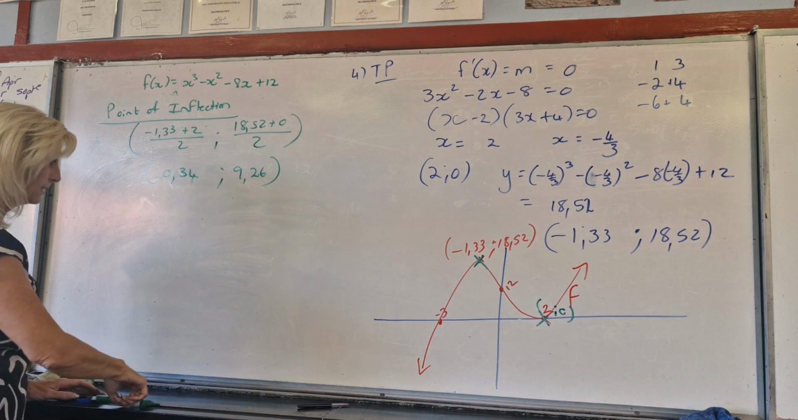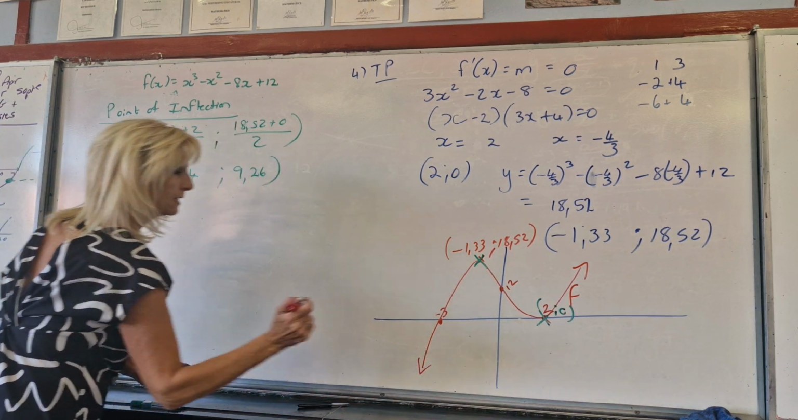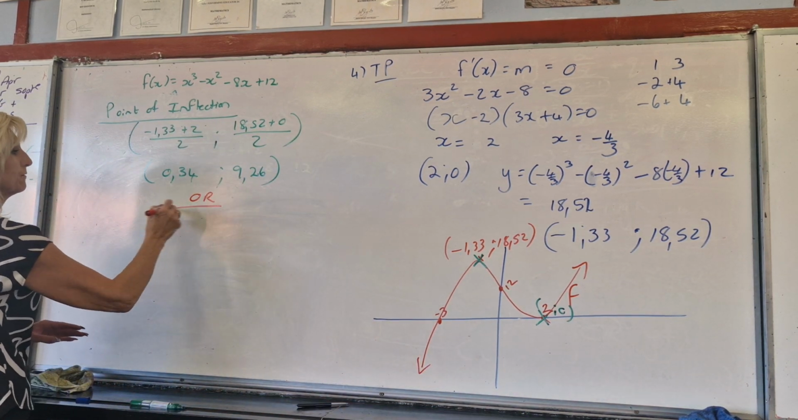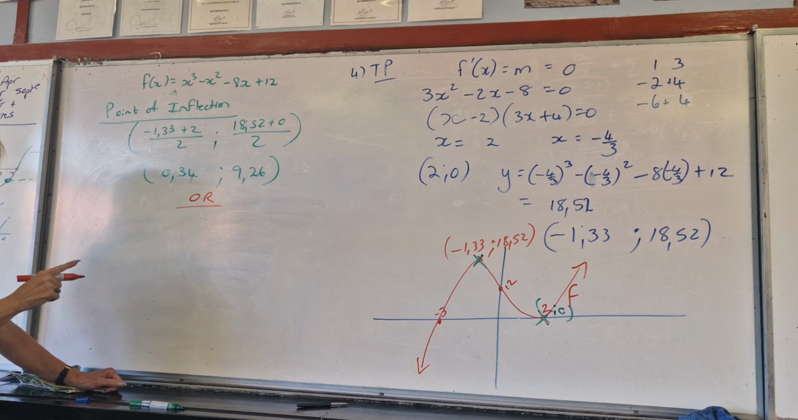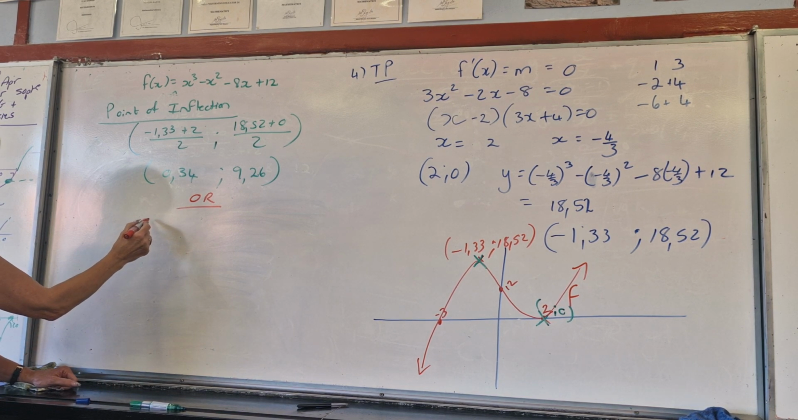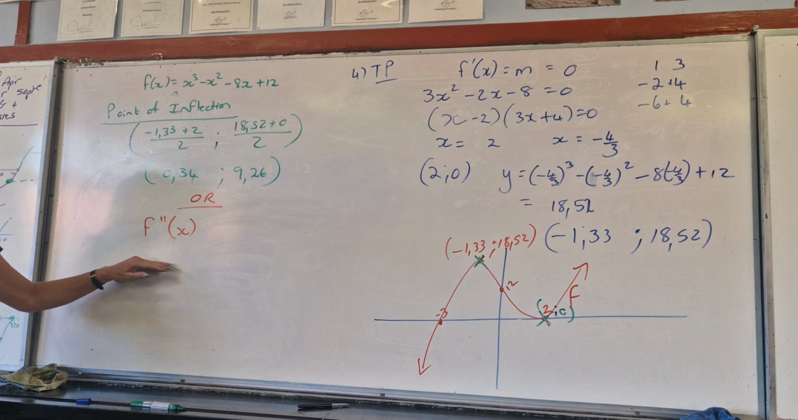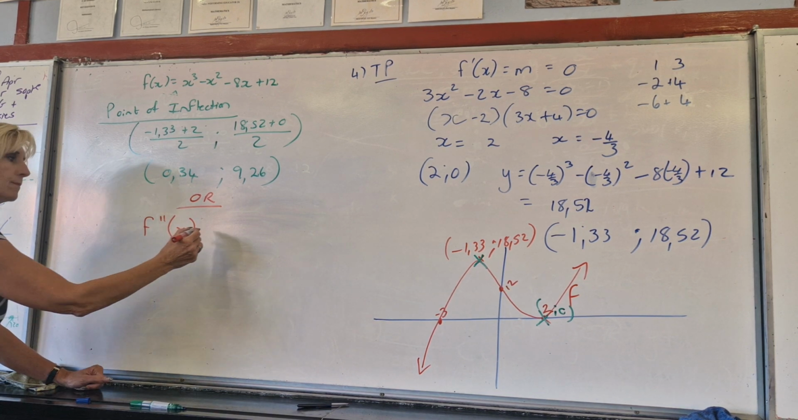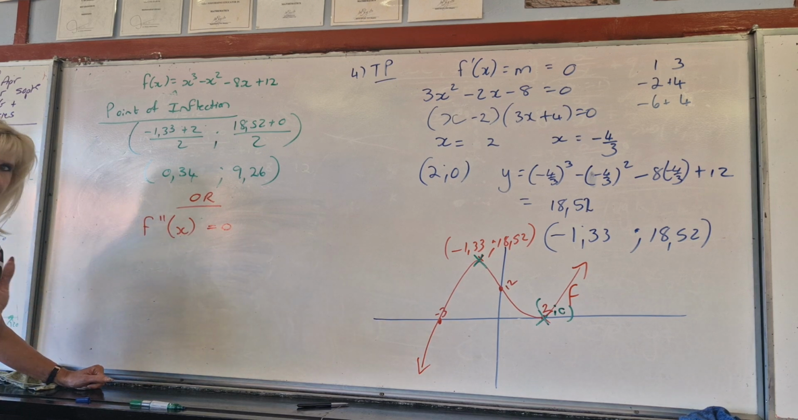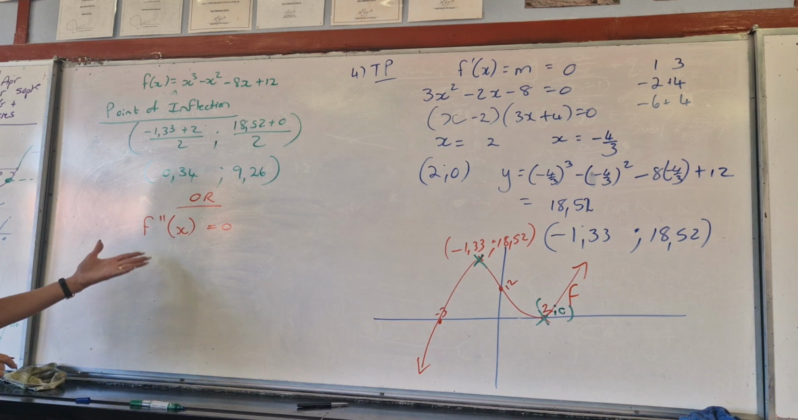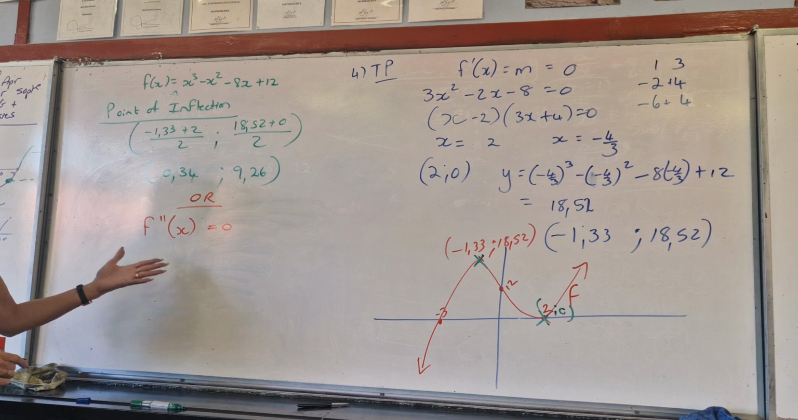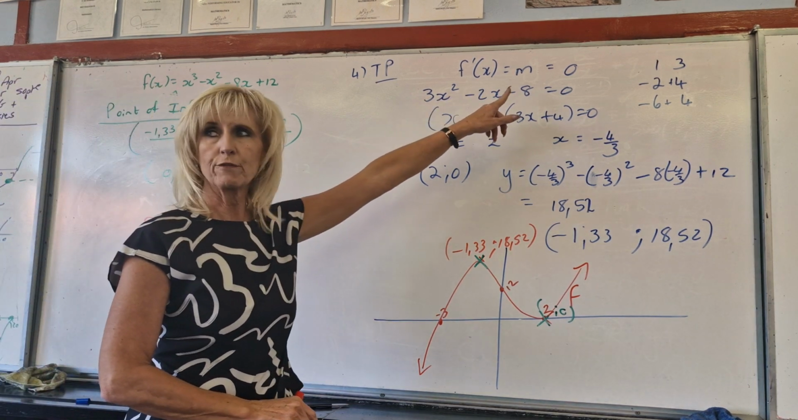But then I'll also show you there's another technique. If you want to find it with an alternative technique, you remember you are alternative queens and kings. Or you could have done it by saying for the point of inflection, that's where your double derivative is equal to 0. So now where's the double derivative? How do I get the double derivative? Obviously you've got to do the first derivative.